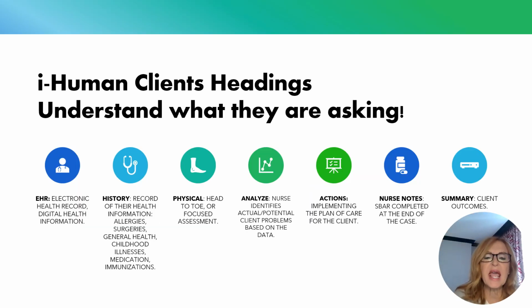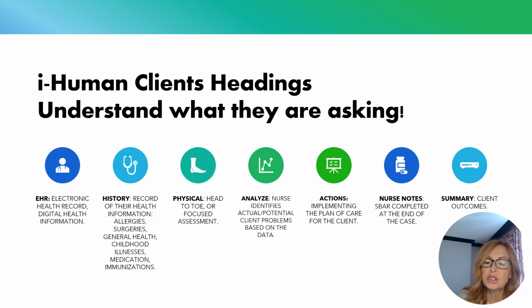I want to talk a little bit about the headings that are in the iHuman cases, because in Robert Jones and all of the other cases, you're going to see a heading at the top, and we'll go through that in a little while. But the very first one you'll click on is the EHR. Remember, the EHR is a digital health record of patient information. It's so good because in the new NCLEX questions, you're going to have a lot of this information. So you will understand it in the future when you go in to take your NCLEX. But all of this information is very pertinent and is what we use in the hospital setting. So the electronic health record was all the digital health information for that patient.